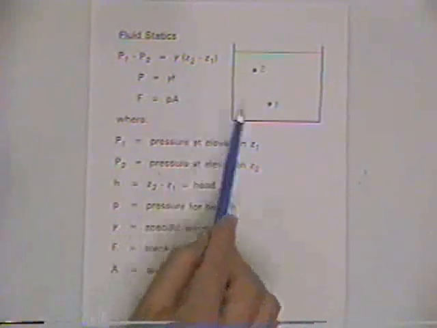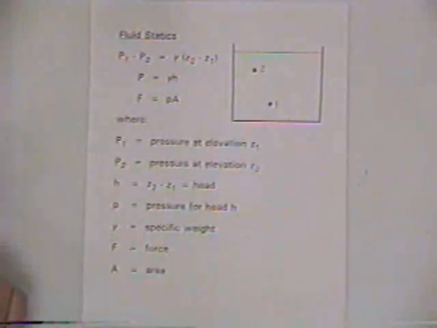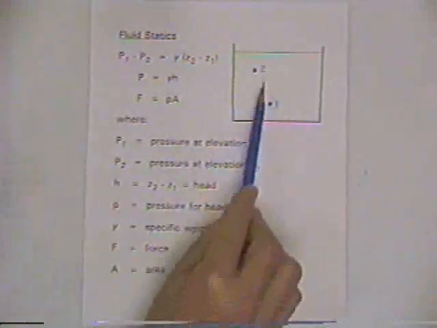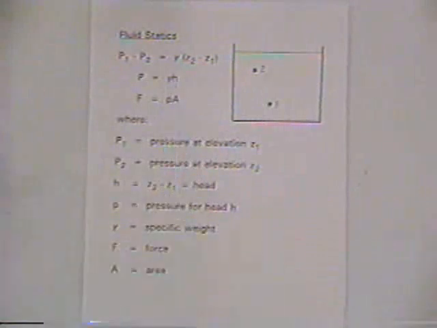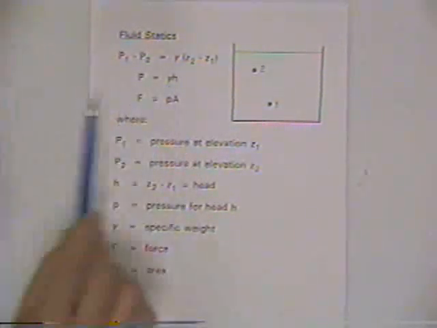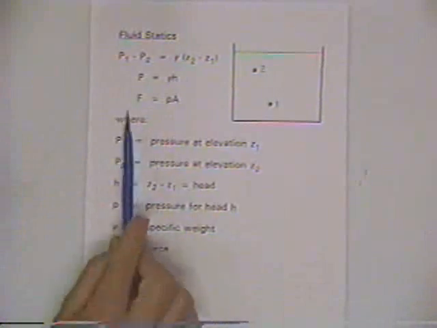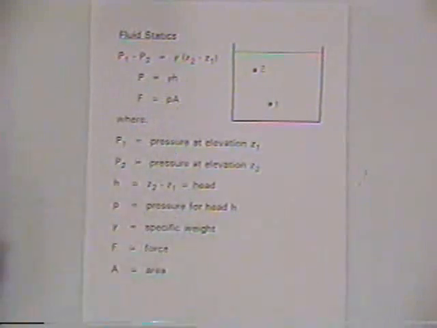And so if we let Z1 and Z2 just be the elevations, and so the difference in elevation being H, which we call the head, then the pressure is just the unit weight of the fluid times the head between the two points. And we may also want to deal with forces, and a force is just a pressure times an area. And so those are the basic expressions that we work with in fluid statics.